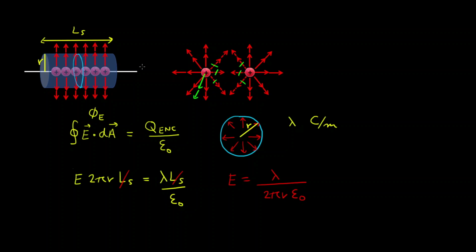Okay, so the electric field is always going to be perpendicular to the cylindrical surface, and that's why we constructed it in this manner.